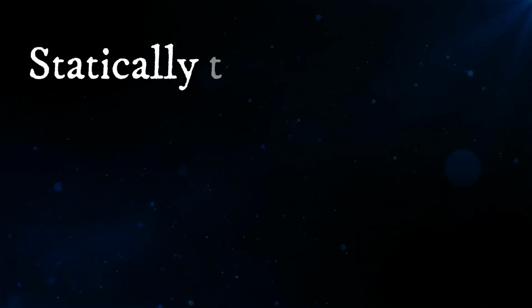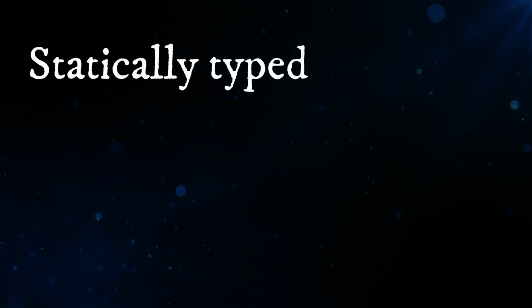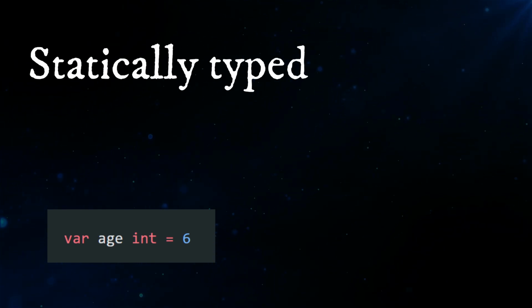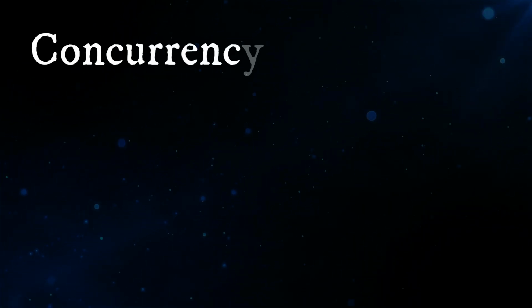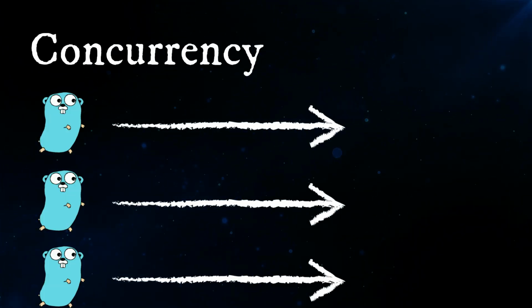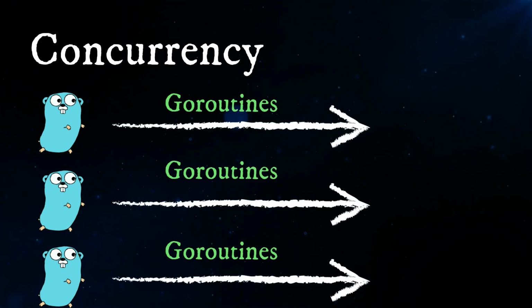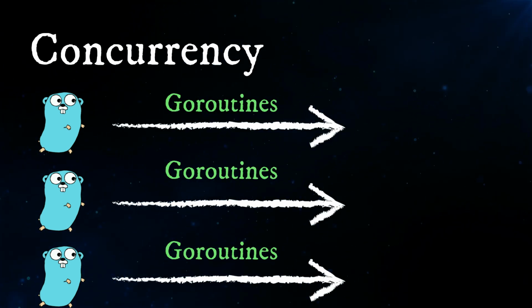Golang is a statically typed language, which means that variable types are checked at compile time. You have to declare the variable type or it has to be inferred. Concurrency is a feature of Golang that allows multiple tasks to be executed at the same time. Golang uses lightweight threads called Goroutines, which are managed by the Go runtime.